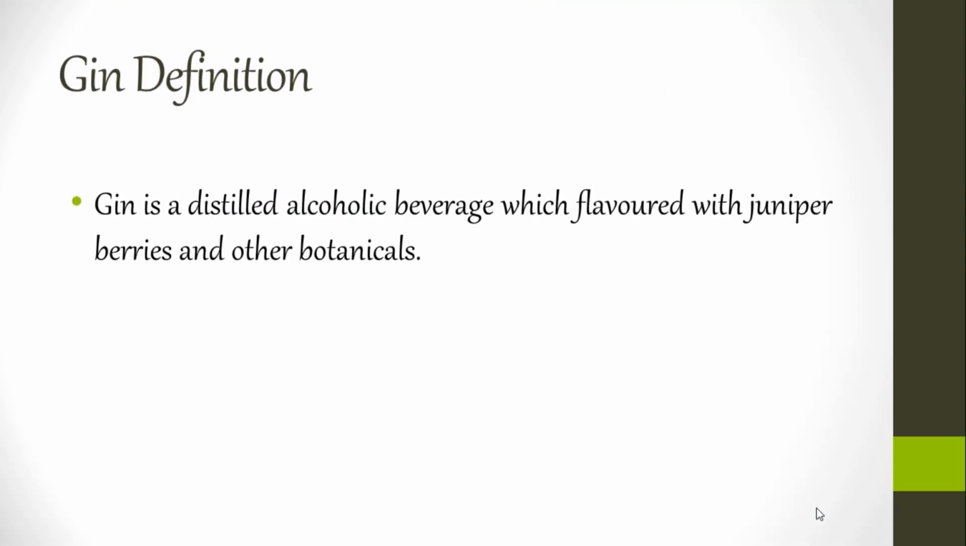So gin is a distilled alcoholic beverage which is flavored with juniper berry. So juniper berry is a very important ingredient here. Without this it cannot be called a gin. So it has to have a distilled alcoholic beverage, which can be a neutral spirit or any spirit, plus juniper berry and other botanicals will make the gin.